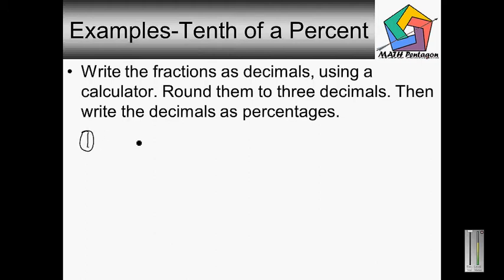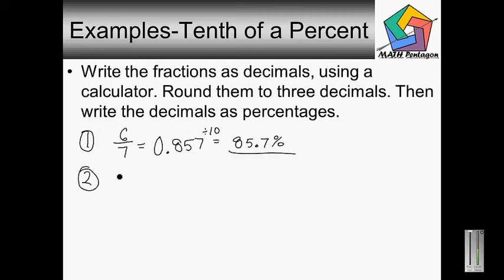In our first example, let's say we have 6 over 7. I want to convert this to a decimal, so in order to do that, I would do 6 divided by 7, and I would get 0.857. You want to round them to 3 decimal places, so this would be fine. Now I want to convert this to a percentage and find the tenth of this percent. I would divide by 10 since I'm looking for the tenth of the percent. So I would get 85.7% as my final answer.